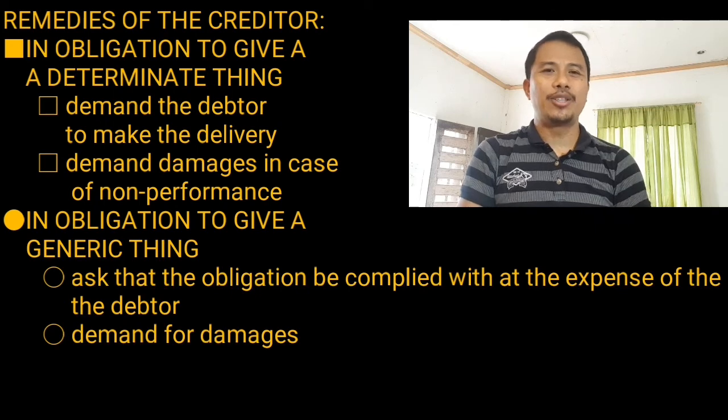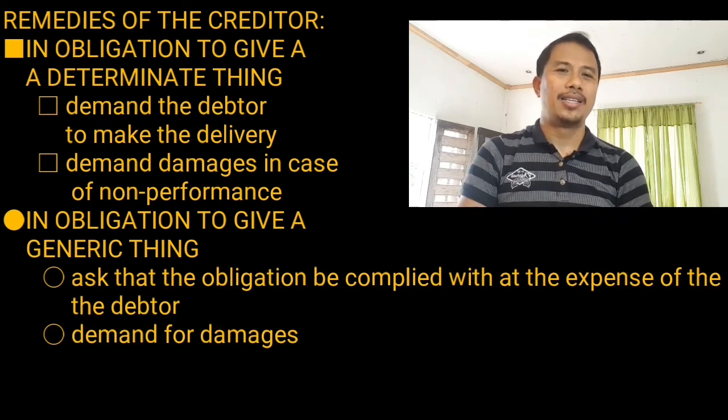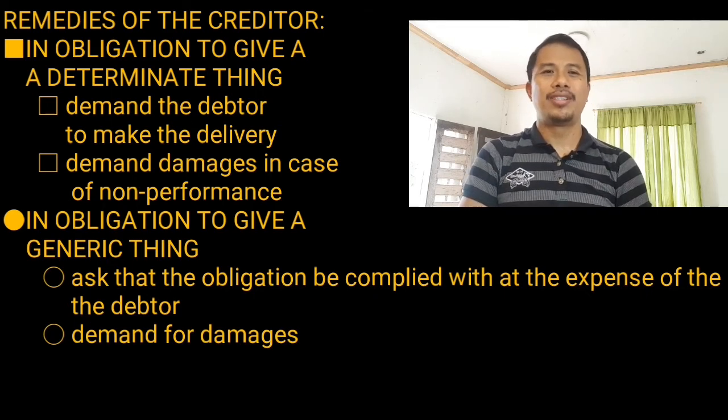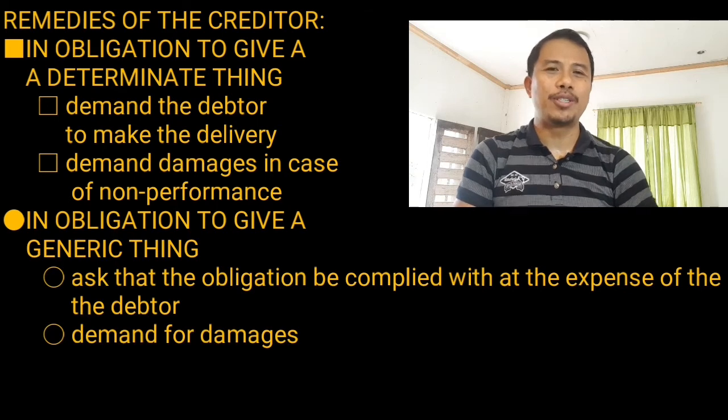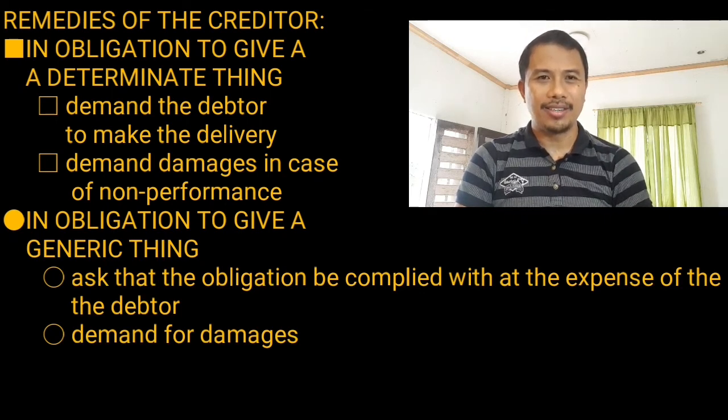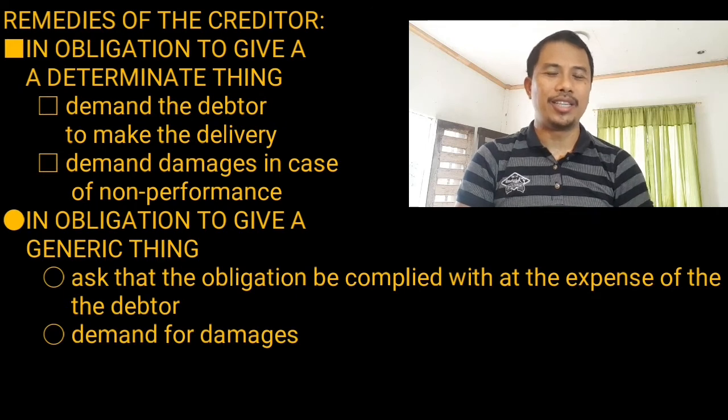The creditor may ask somebody to comply with my obligation on my behalf. In other words, if I promise to deliver to you a car and I did not deliver a car, you can ask somebody to deliver a car at my expense. But I don't know in real practice whether that can be possible.